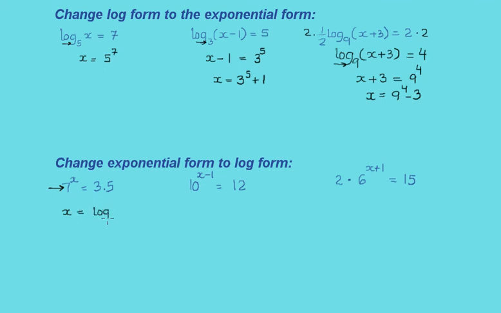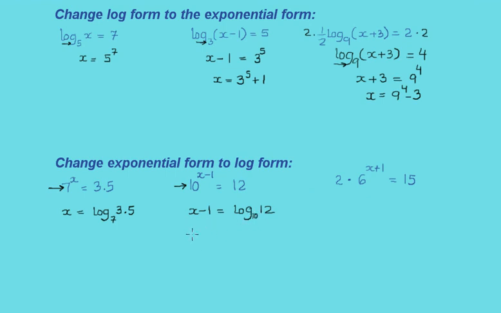So log of 3.5, and remember the base was 7, so this is your base. That's all. Again, we'll push the base to the other side. X minus 1 drops down. It becomes log of 12 to the base 10.